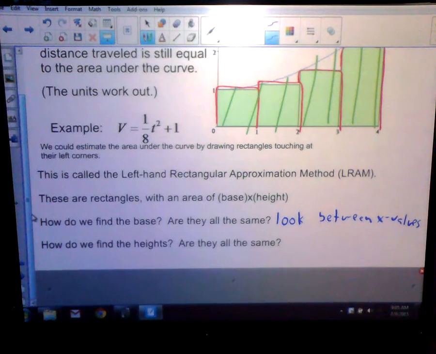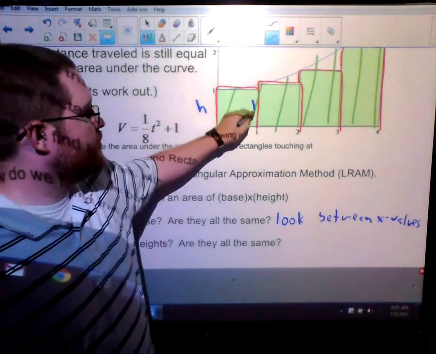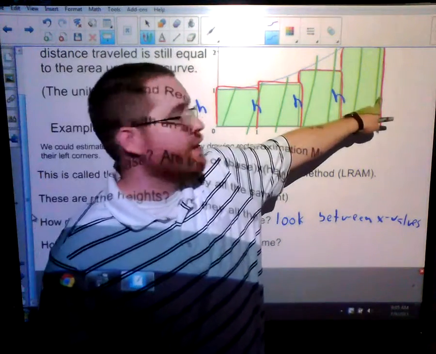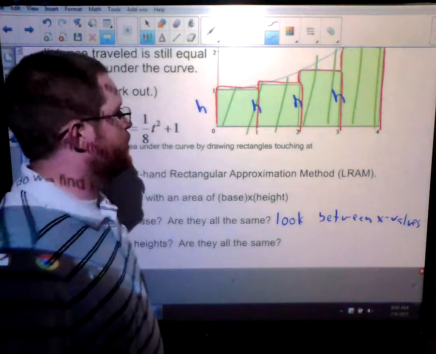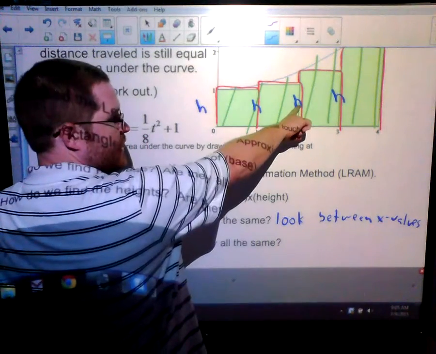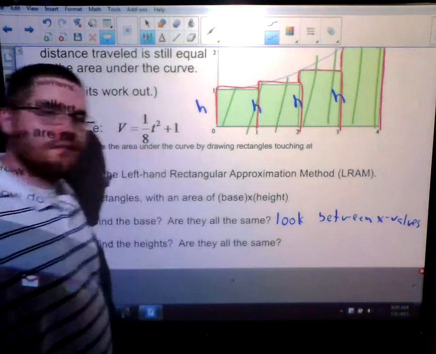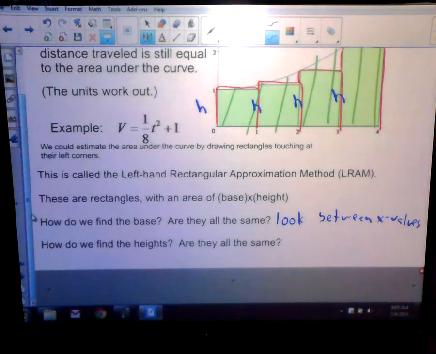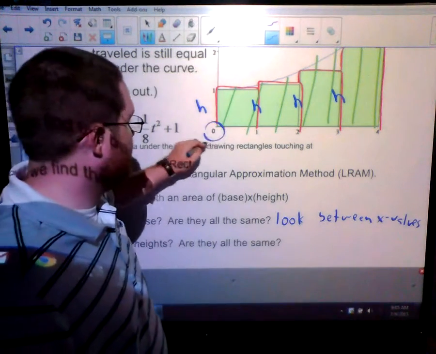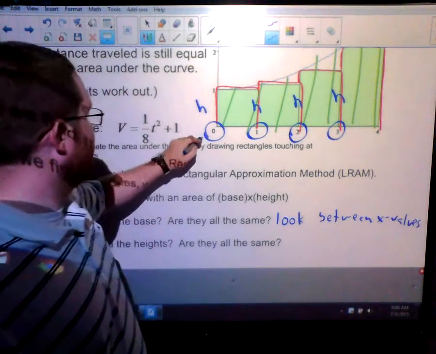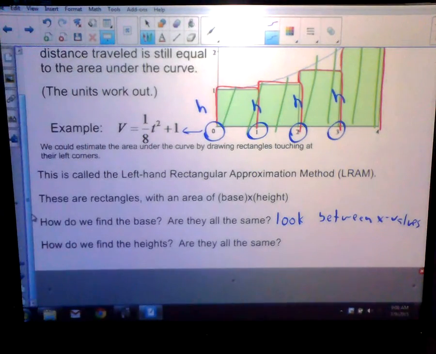How do we find the heights? Are they all the same? Well, the heights are my y values. And I'm only using the left side. I don't use this side because that's the right side of a rectangle. Well, somebody's going to say, but isn't that the right side of this rectangle? It is, but it's also the left side of this rectangle. How do I find those four heights, those four y values? Well, I take this number, this number, this number, and this number, and I'll plug them into the equation.